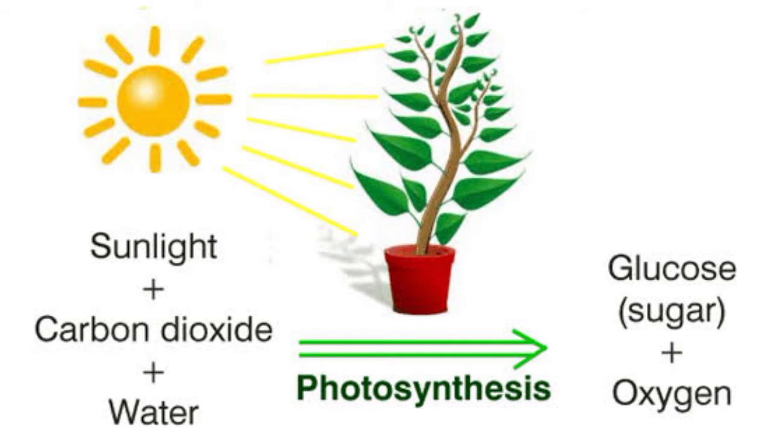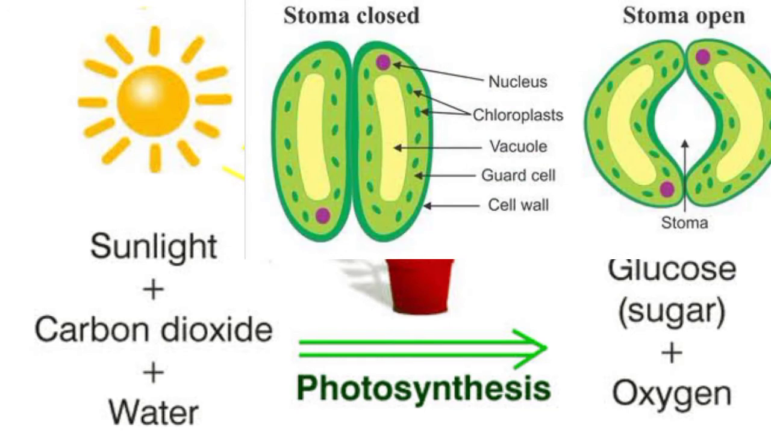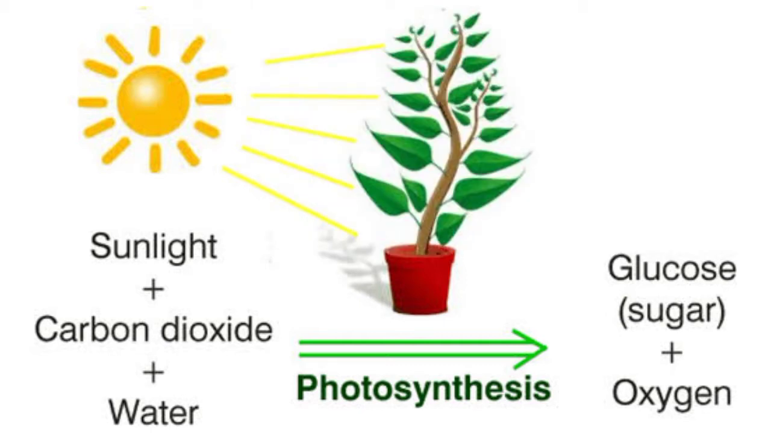You can look at the picture where you can see stomata and guard cells. What is the use of stomata and guard cells? Stomata absorb the carbon dioxide. Carbon dioxide enters through stomata, and stomata are surrounded by guard cells. Guard cells help in closing and opening of stomata.